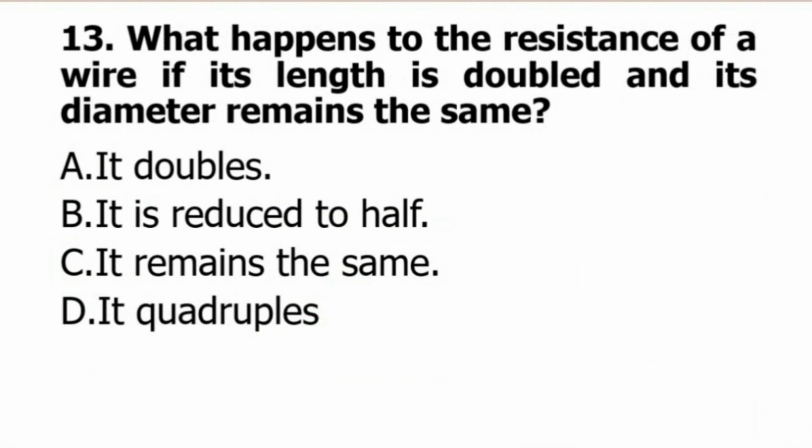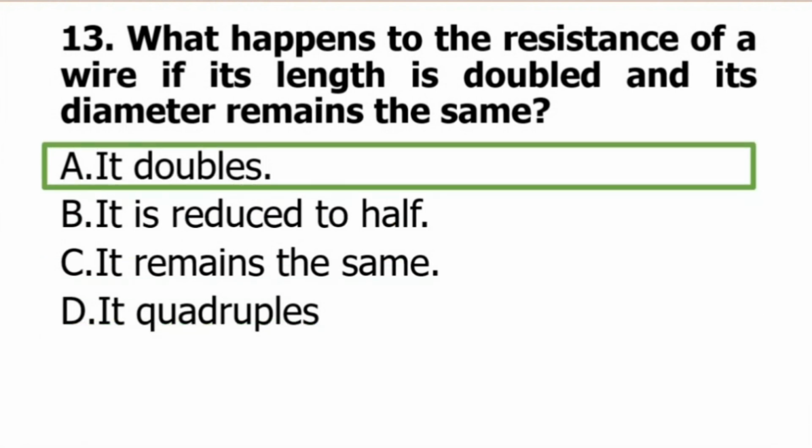Next, number 13, what happens to the resistance of a wire if its length is doubled and its diameter remains the same? Is it A, B, C, or D? Again, you may always pause the video as you read the problem and try to analyze. The correct answer for this is letter A. It doubles.